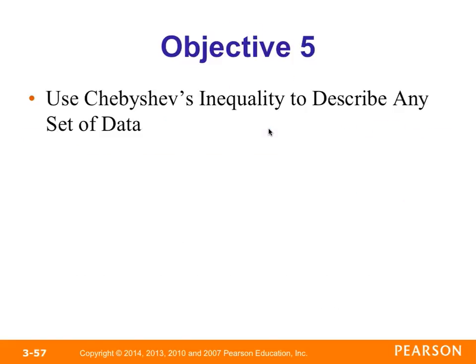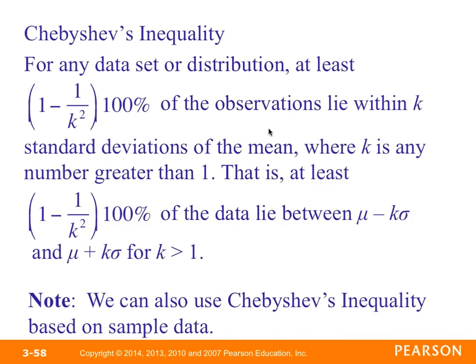Okay, objective 5 in this section is to use Chebyshev's inequality to describe a set of data. Chebyshev's inequality just says that for any data set or distribution, at least 1 minus 1 over k squared times 100% of the observations lie within k standard deviations of the mean, where k is any number greater than 1. That is, at least 1 minus 1 over k squared times 100% of the data lie between mu minus k sigma and mu plus k sigma for k greater than 1.